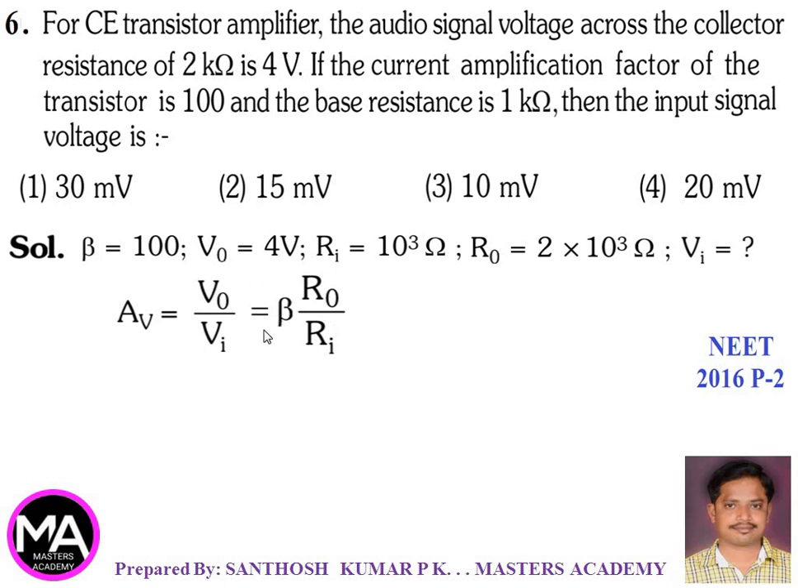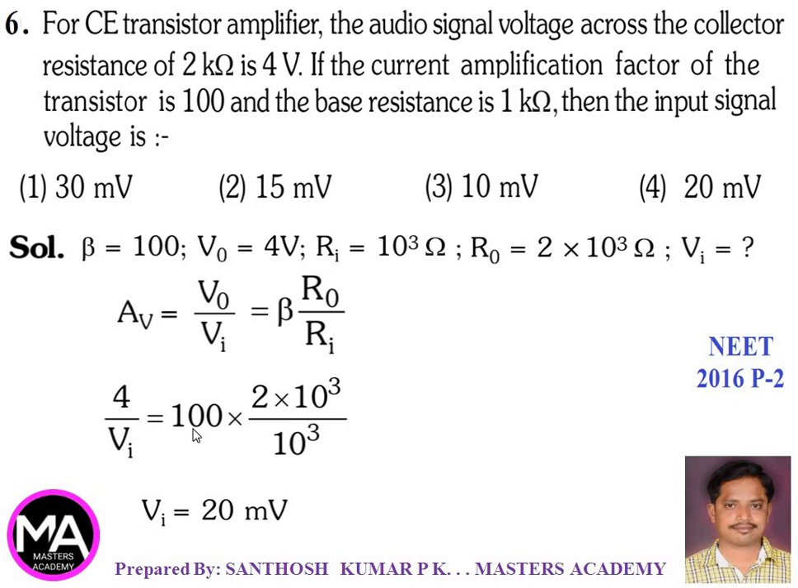Substituting these two equations, Vo is 4 Vi divided by Vi, which is equal to beta, that is 100 into 2 into 10 raised to 3 by 10 raised to 3. The 10 raised to 3 cancels. So 2 by Vi is equal to 100. Therefore Vi is equal to 2 by 100, which is nothing but 20 millivolt, which is there in option 4th one.